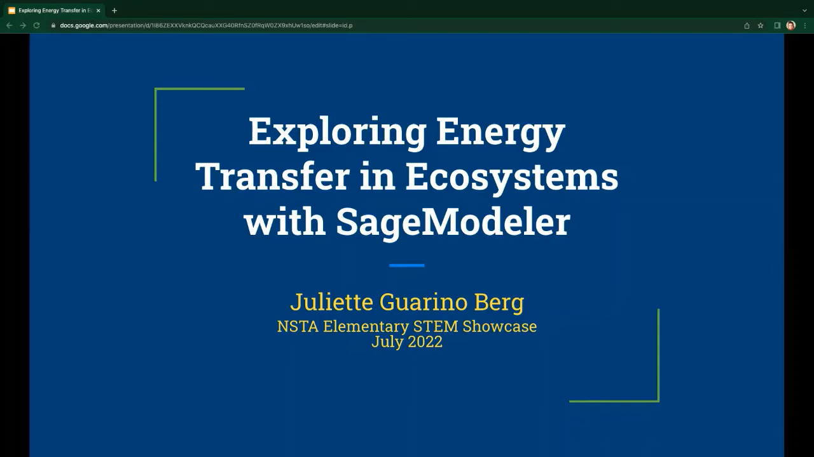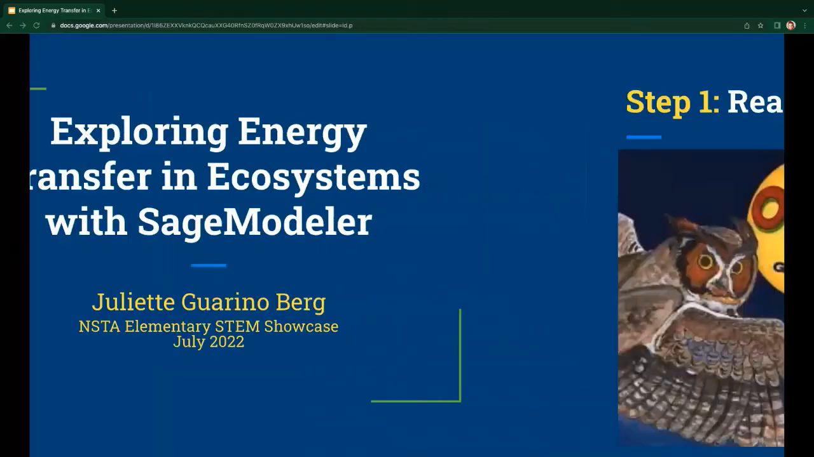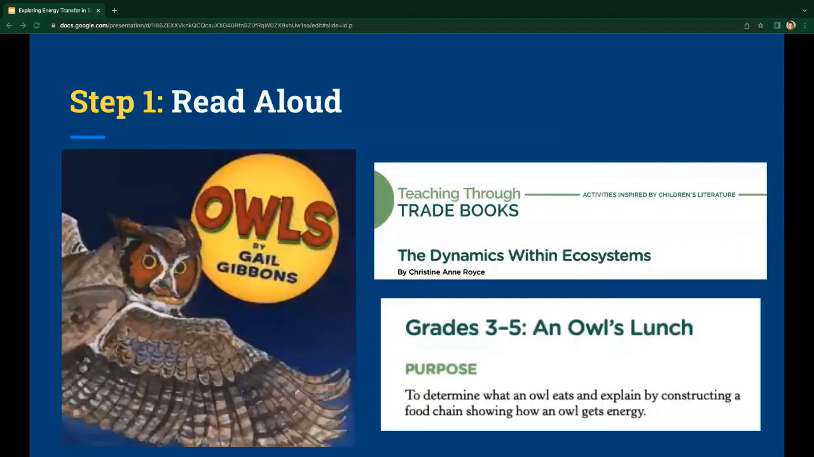Today, I am excited to present Exploring Energy Transfer in Ecosystems with Sage Modeler, which outlines a series of lessons that my fifth grade scientists participated in this past academic year. This unit plan is adapted from the article, Teaching Through Tradebooks, The Dynamics Within Ecosystems by Christine Ann Royce from the April-May 2019 issue of Science and Children magazine.